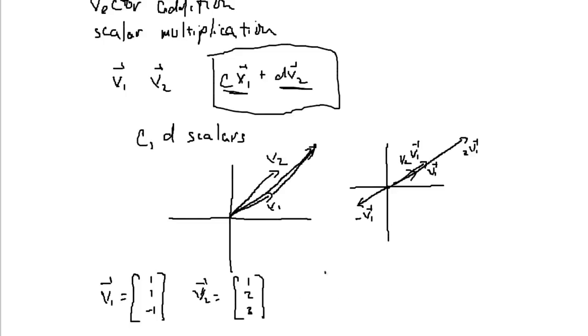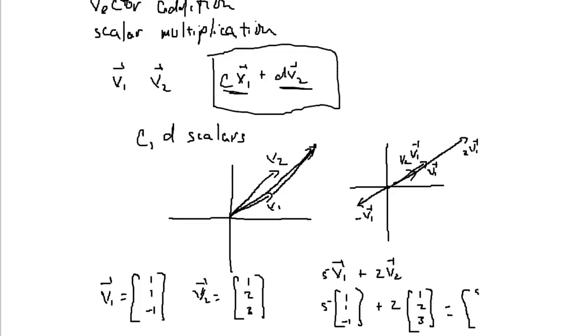Let's suppose we're going to do 5v1 plus 2v2. Okay, so now our scalars are 5 and 2. So here's how that goes. That's going to be 5 times this vector 1, 1, negative 1 plus 2 times the vector 1, 2, 3. And this is going to equal, first we'll do the scalar multiplication. So I have 5, 5, negative 5. And I have 2, 4, and 6. So that is going to equal the vector 7, 9, 1.